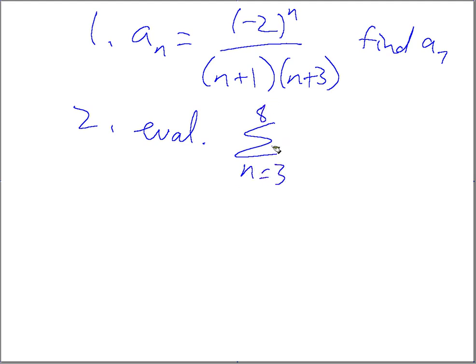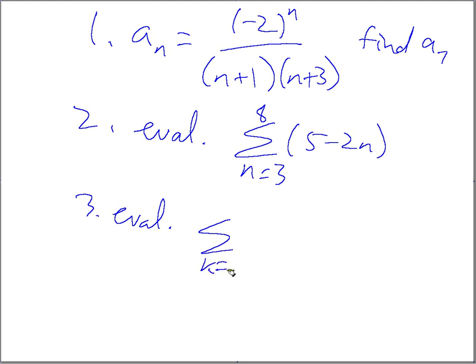So I'm using n instead of k. This is really the same thing. 5 minus 2n. Here's the pattern to plug in n from 3 to 8 and add up the terms. And last but not least, let's evaluate the sum from k going from 2 to 6 of ln of k, natural log of k. Plug in and add up these logs for me.